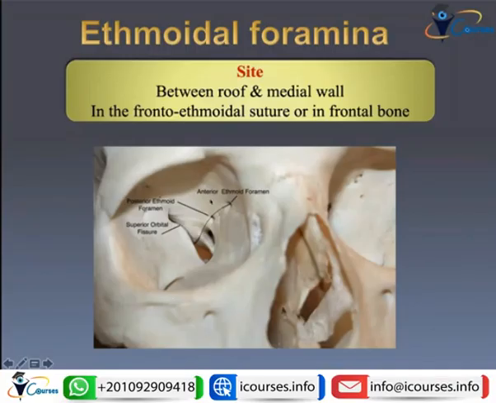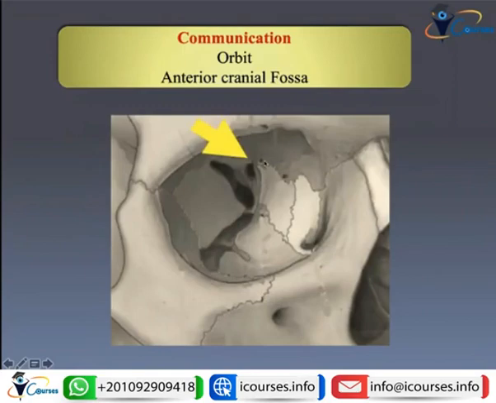So we have the ethmoidal foramina. The ethmoidal foramina are present in the medial wall, because they are present in the ethmoidal bone. They will separate the roof from the medial wall, and they are located in the sutures between the frontal and the ethmoidal bones. These foramina communicate the orbit to the anterior cranial fossa. So to remember, the optic canal and the superior orbital fissure will communicate the orbit to the middle cranial fossa. We have the infraorbital fissure that communicates the orbit to the infratemporal fossa and the pterygopalatine fossa. And we have the ethmoidal foramina that will communicate the orbit to the anterior cranial fossa.